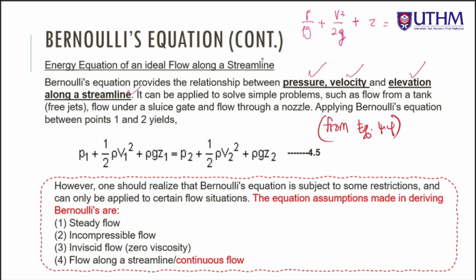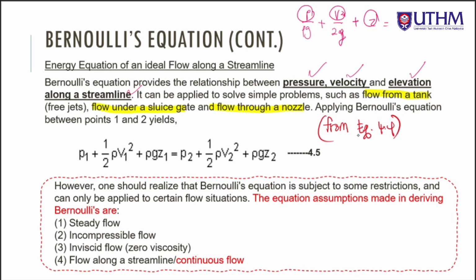Okay, so what did it say just now? Bernoulli equation provides the relationship between pressure, velocity and elevation along a streamline, right? So we don't need to memorize this. We see that the first term relates to pressure, the second term relates to velocity, and the third term relates to the elevation along a streamline. It can be applied to solve simple problems such as flow from a tank, flow under a sluice gate, or flow through a nozzle, and so on.